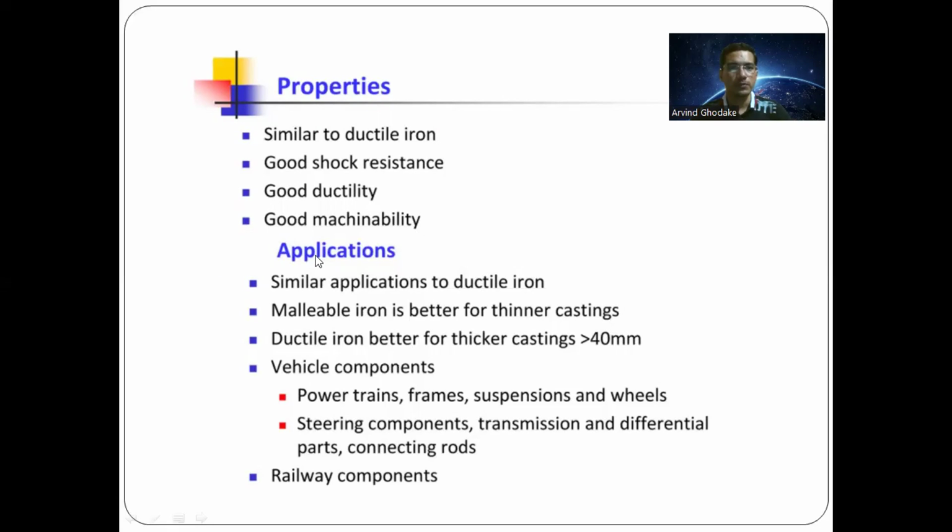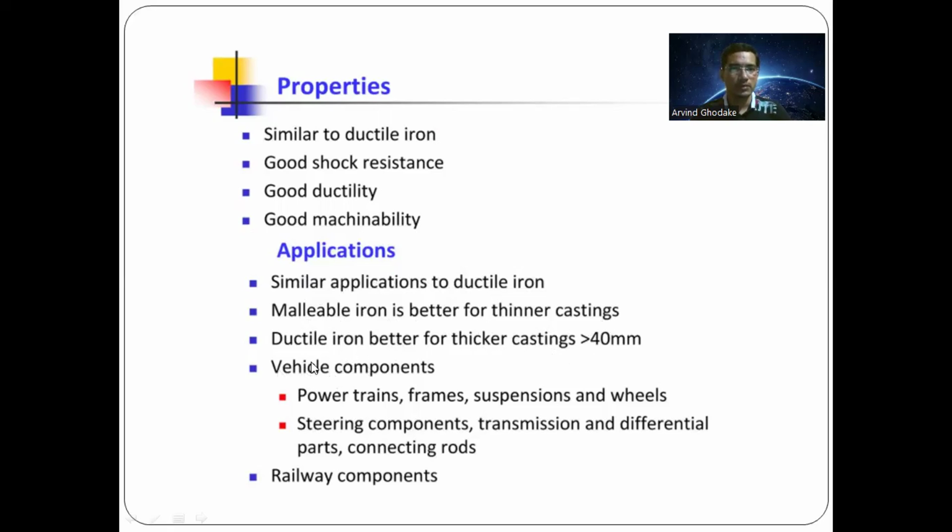Then the applications of malleable cast iron. So the applications are similar to those of ductile cast iron. Malleable cast iron is better for thinner castings. Ductile iron is better for thicker castings, which are greater than 40 mm thickness.